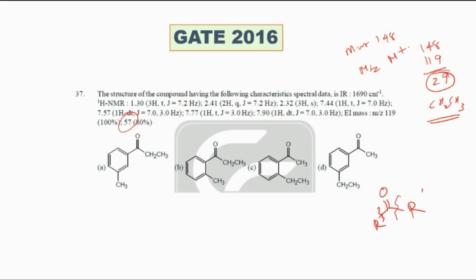So let's cleave it now. I cleave here. From 148, when I cleave this, 29 is lost, so I'll have 119. I'll have formation of this particular carbocation, which will be resonance stabilized. So I'll have formation of this particular carbocation, highly stable.